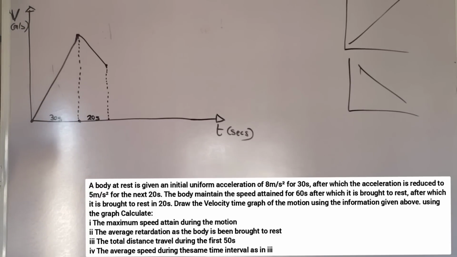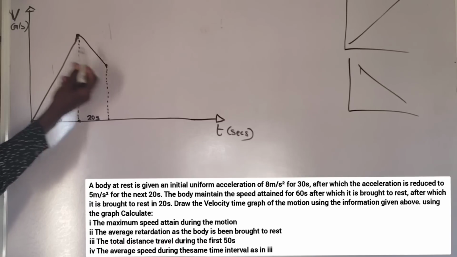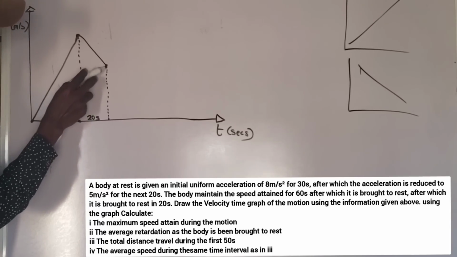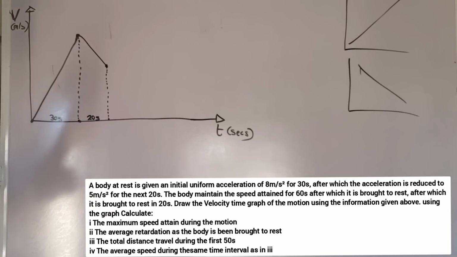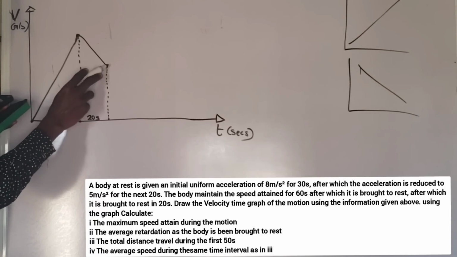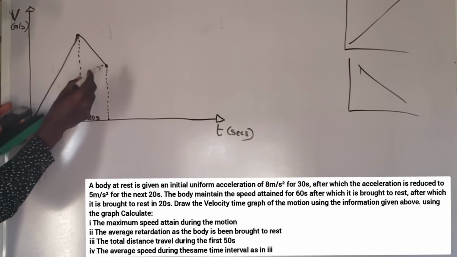Just pay attention, okay? This is the acceleration for 8 meters per second squared, and it decelerates for 5 meters per second squared. Are you paying attention? Okay, now let us proceed. The body maintains the speed attained for 60 seconds. Now, having gotten to this point, when it decelerates, reduction in acceleration simply means negative acceleration. That is what? Deceleration. You understand? So, when it decelerates from this point to this point, the body maintains the speed attained for 60 seconds, after which it is brought to rest.